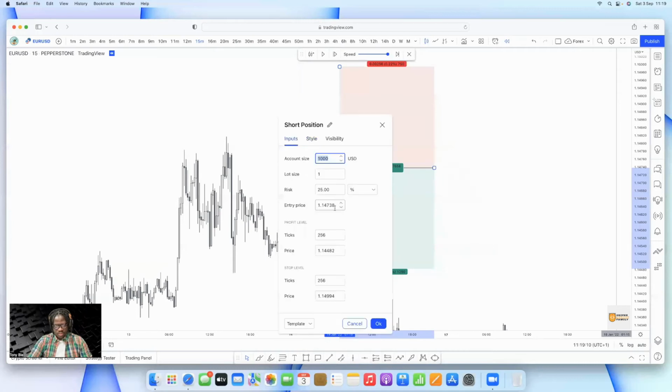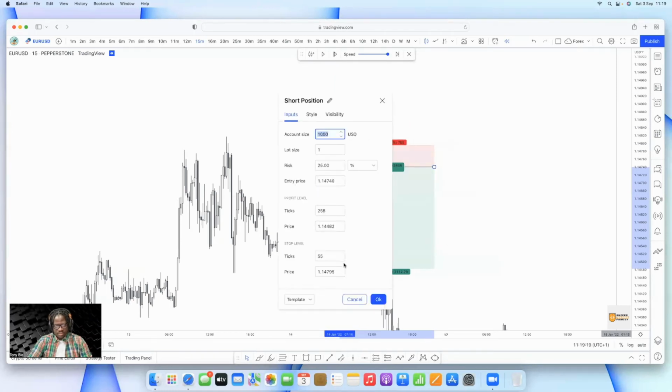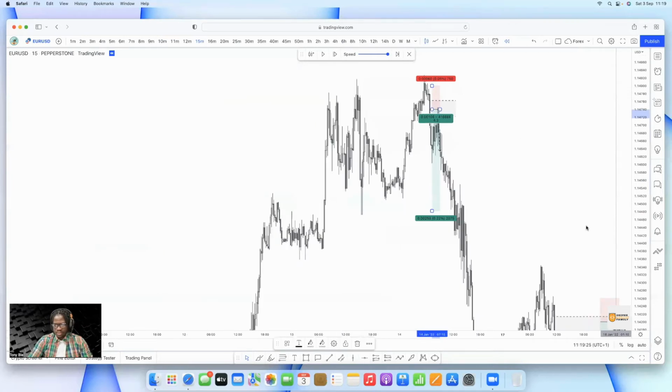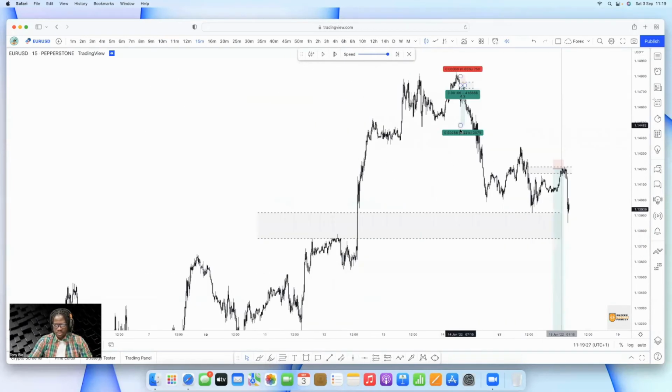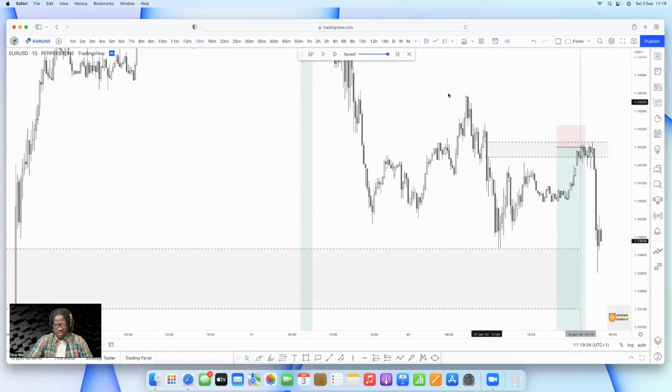Entry would just be maybe 0.40. Stop loss, just go above this high, about 6 pips. So this one too would have been going down. All right, so this one too. And then let's see what happened in this area.